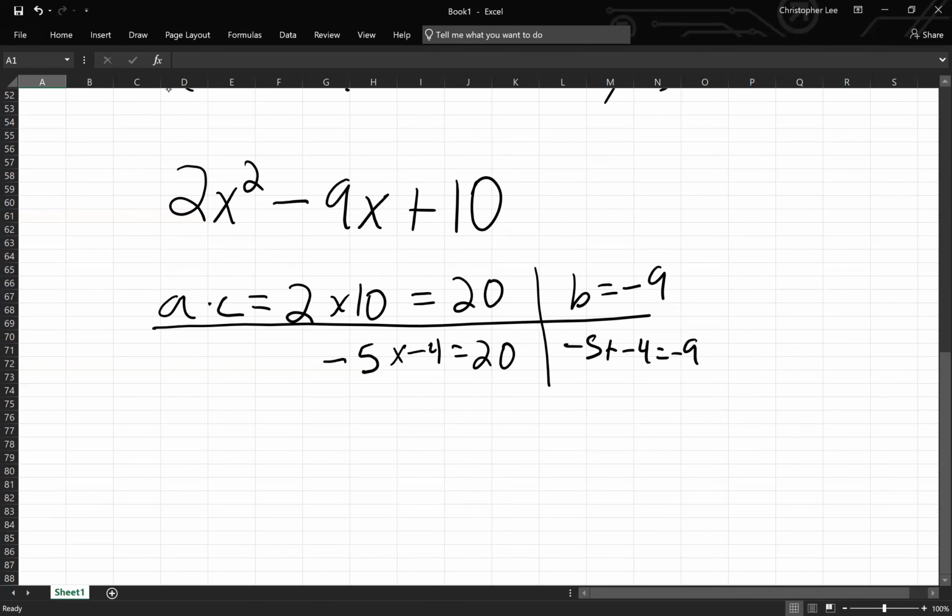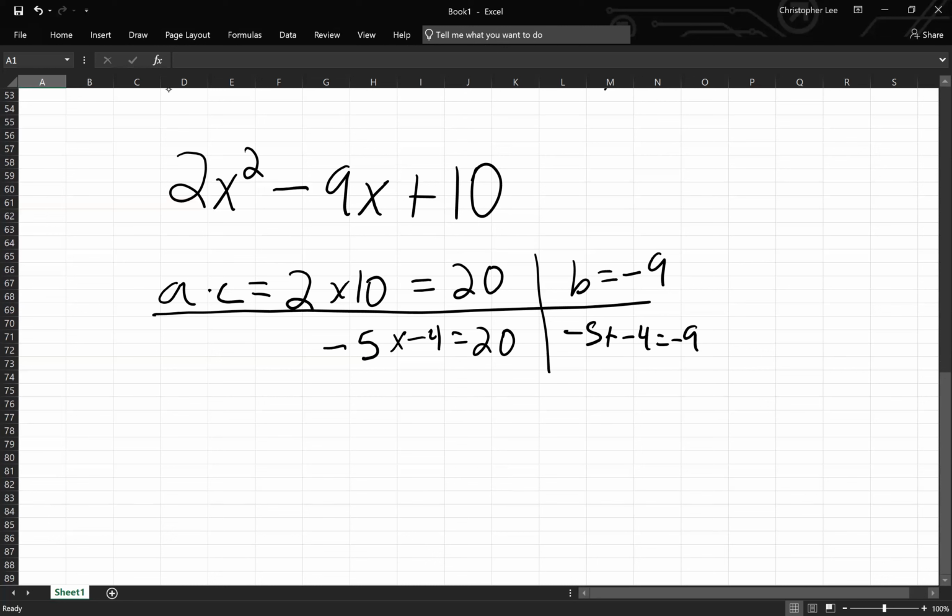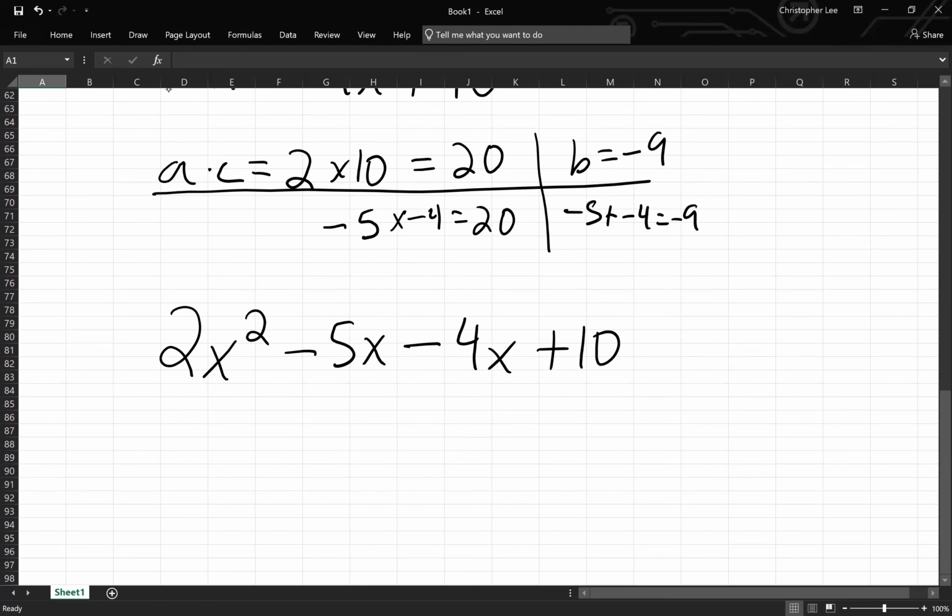That's excellent. So now what you want to do after this is rewrite the question that you have. We're going to start off with the 2x squared, but instead of the negative 9x, I want to use the numbers that we found. So this is negative 5x, minus 4x plus 10, right? Then I want to group these two together, so I'm going to have a left-hand group and a right-hand group. On my left-hand group, that's the 2x squared minus 5x.